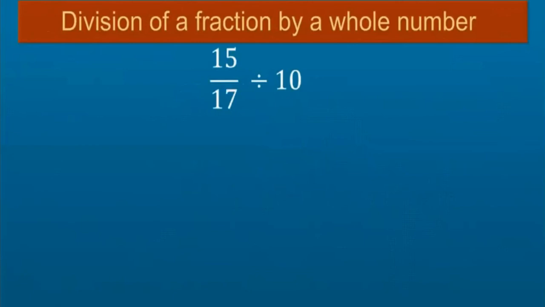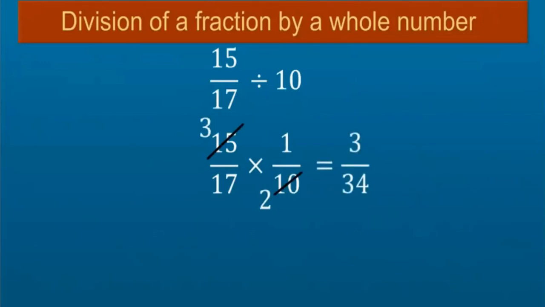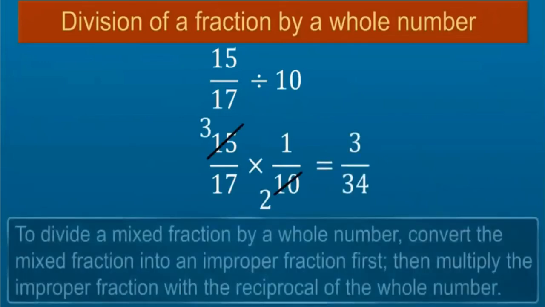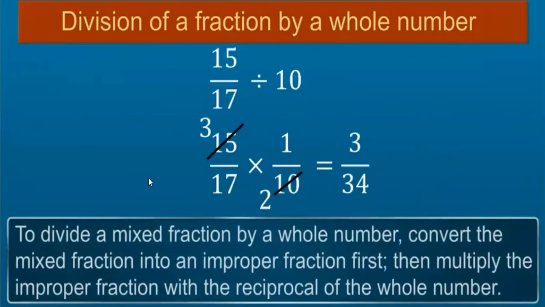Now, let's divide a fraction by a whole number. Take the reciprocal of the whole number and then multiply. So we have 15 upon 17 multiplied by 1 upon 10. On simplification, we get the answer as 3 upon 34. Okay, so here they are dividing a fraction with a whole number.